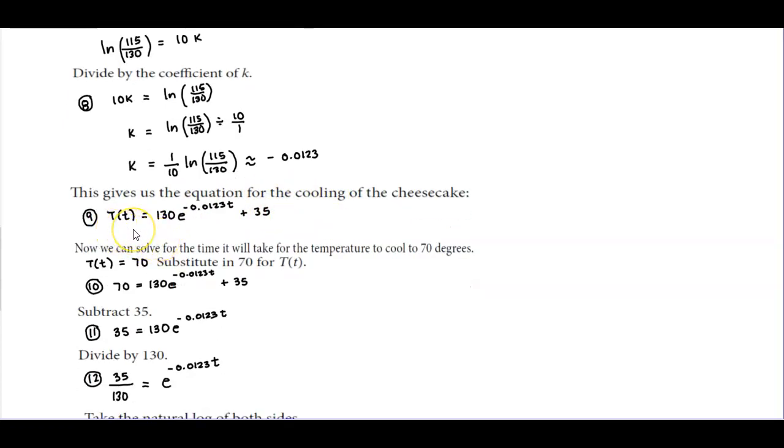And now we have our equation model for the cooling of the cheesecake. It's going to be T(t) = 130 e^(-0.0123t) + 35. And now we can solve for the time it will take for the temperature to cool to 70 degrees.